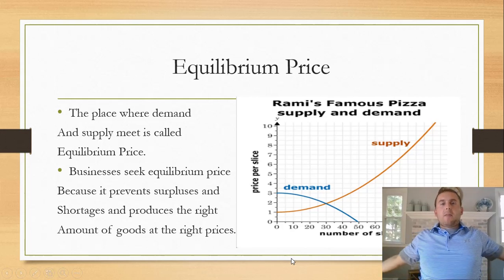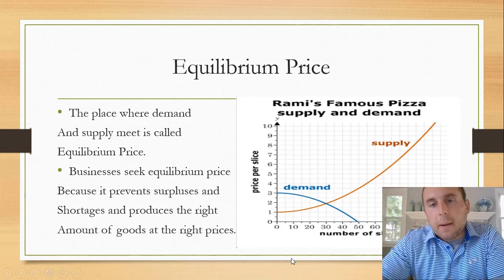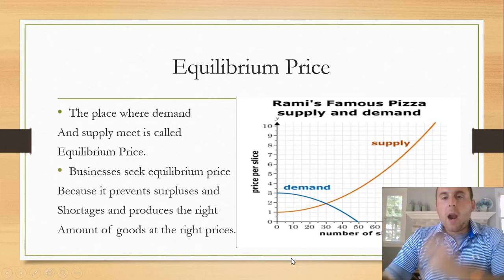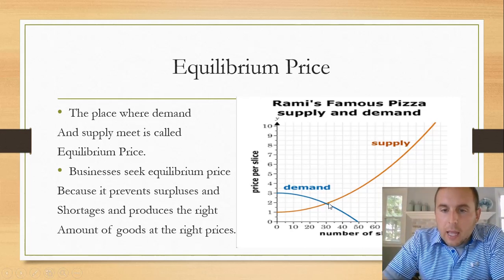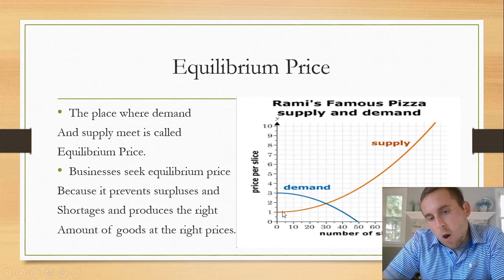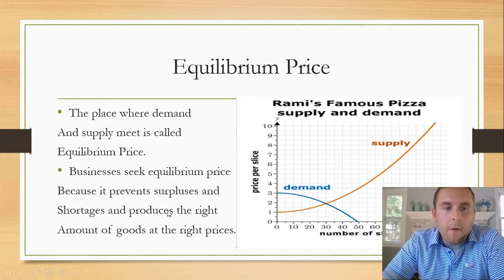So we have what we call the equilibrium price right here. This is the place where the supply and demand meet. See where these two lines meet? Our blue line is our demand and our orange line is our supply. Where the demand and supply meet is the equilibrium price.